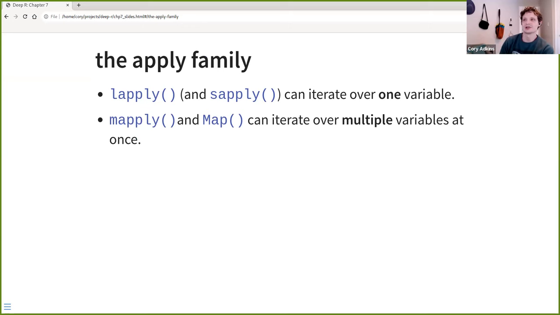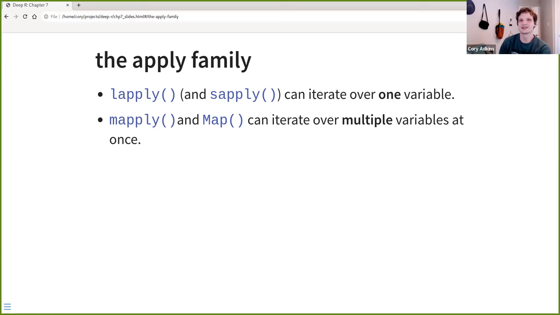And to bring this into starker relief, I think we should make this more explicit than he did. I hope this is correct, but map is part of the apply family of functions, and I think we're mostly familiar with lapply, which returns a list in the same way that map does. That's why it's called lapply, list apply, I guess. But lapply can iterate over one variable only, whereas mapply and map can iterate over multiple variables at once. The reason map is preferred is that mapply is the multivariate version of sapply, and sapply is like lapply but tries to simplify the output to a vector. So mapply will try to simplify the output to a vector if it can.